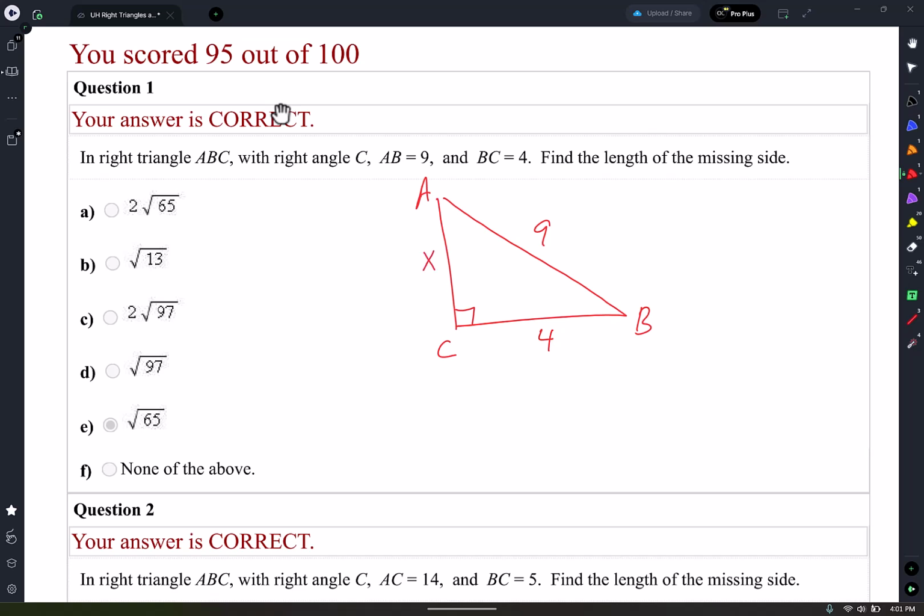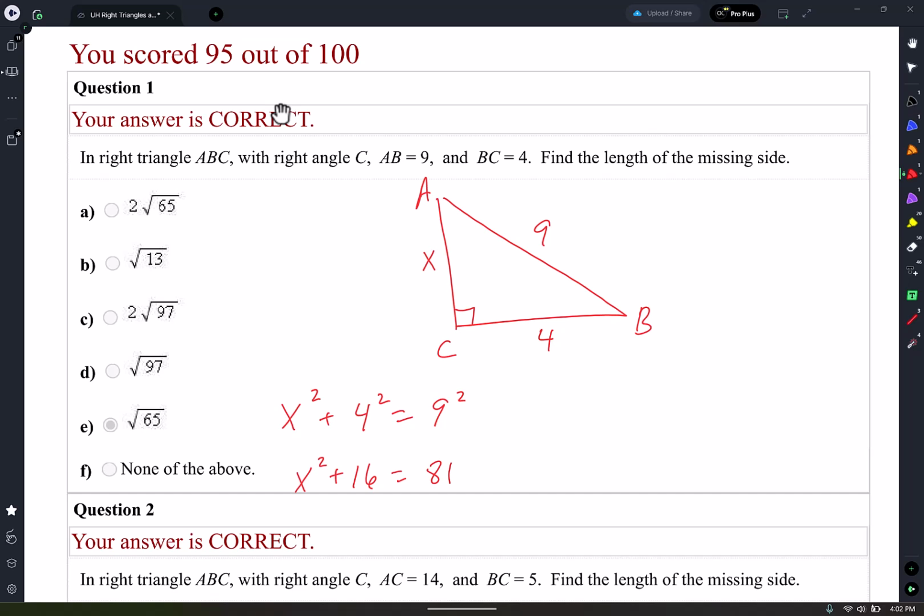All I'm going to do is Pythagorean theorem. Sometimes they want the hypotenuse, sometimes they want one of the sides. So I'm just going to go x squared plus 4 squared equals 9 squared. Are we still okay, guys? All right, so I'm going to go x squared plus 16 equals 81.